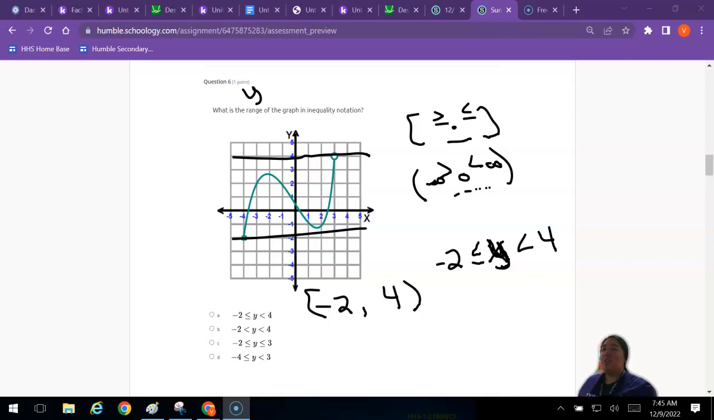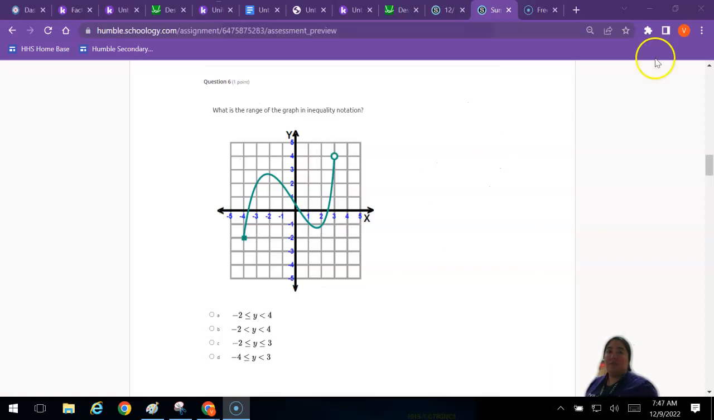So this is interval notation. This is just a different way of writing it. Inequality notation: you're saying my y's go from negative 2 and equal to that. It could equal to that negative 2. And then it can also go up to 4, but it cannot equal to that 4. Okay?